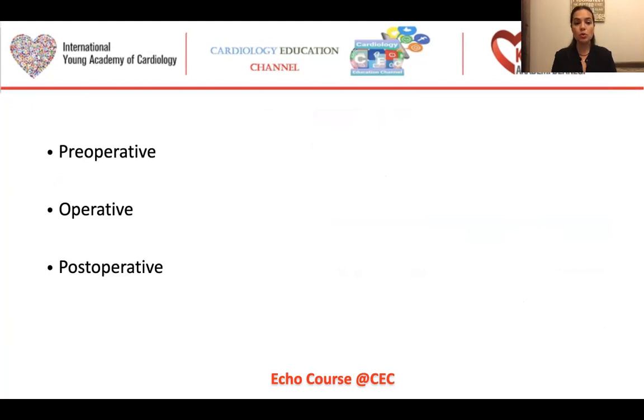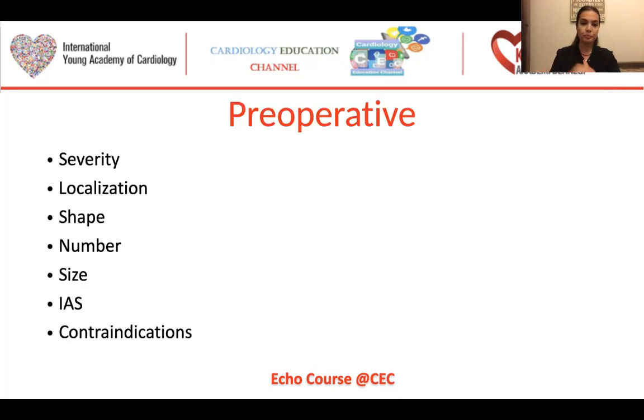What we do as an imager, we have a lot of roles actually. We start from the diagnosis, the preoperative phase, and then we have a really important guiding role during the operation. After the operation, we should check the success and the complications of the operation. So let's start with the preoperative phase.